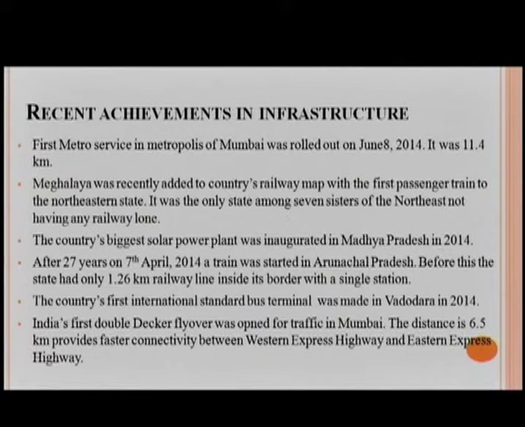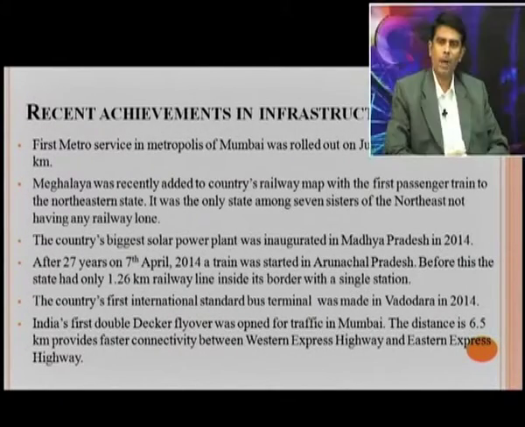Recent achievements, as one can see here: the first metro service in the metropolis of Mumbai was rolled out on June 8, 2014. It was 11.4 kilometers. Meghalaya was recently added to the country's railway map, with the first passenger train to the northeast state. It was the only state among the 7 sisters of the northeast not having any railway line. The country's biggest solar power plant was inaugurated in Madhya Pradesh in 2014.